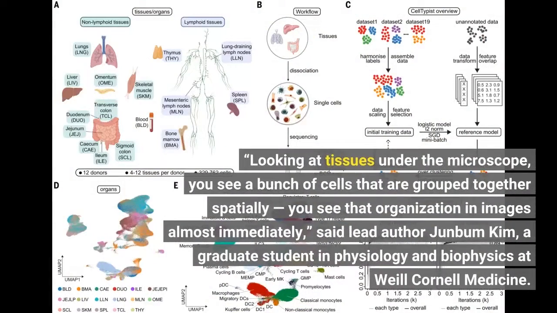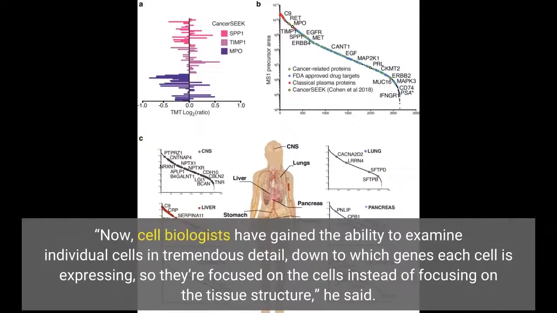Looking at tissues under the microscope, you see a bunch of cells that are grouped together spatially. You see that organization in images almost immediately, said lead author Junbum Kim, a graduate student in physiology and biophysics at Weill Cornell Medicine. Now, cell biologists have gained the ability to examine individual cells in tremendous detail, down to which genes each cell is expressing, so they're focused on the cells instead of focusing on the tissue structure, he said.